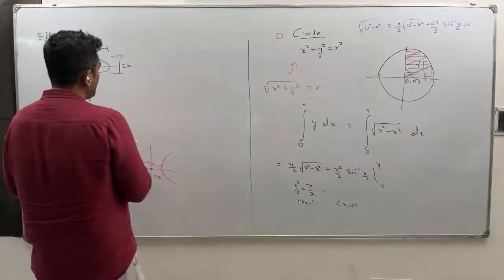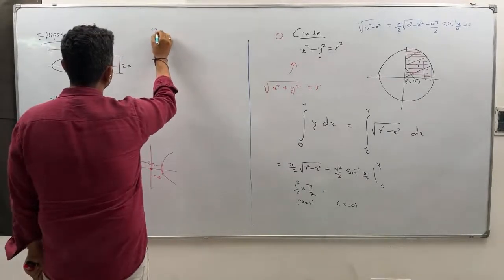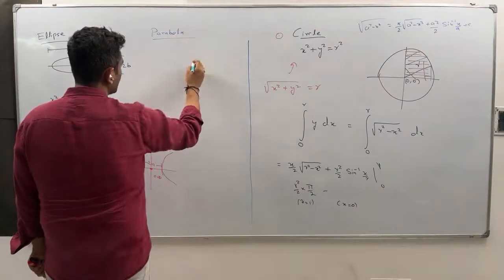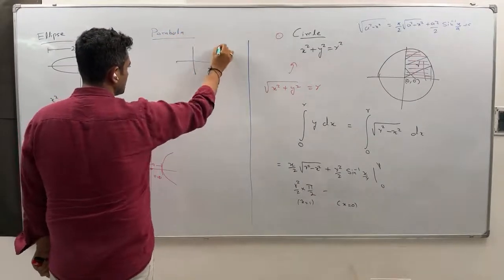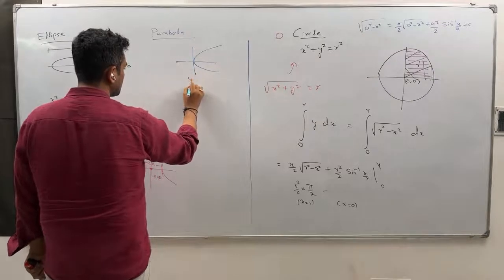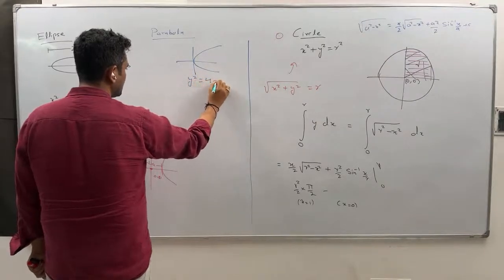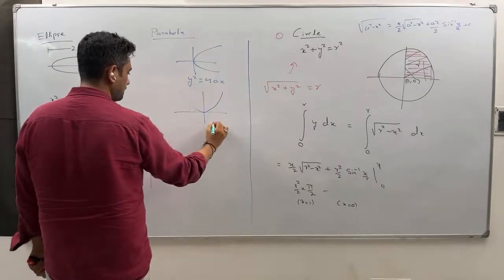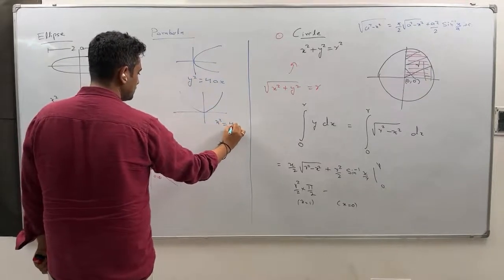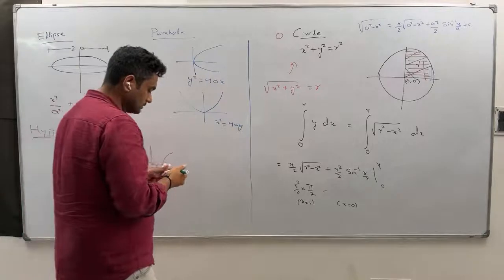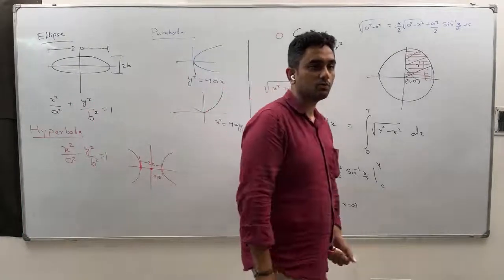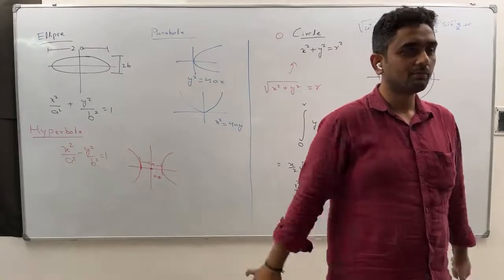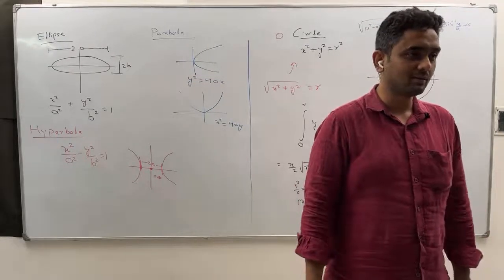Next comes parabola. So parabola equation is this. This rightward parabola is y square equal to 4ax, and this upward parabola is x square equal to 4ay. Now these are some standard equations which you should know. That's it. You need not know more than this.